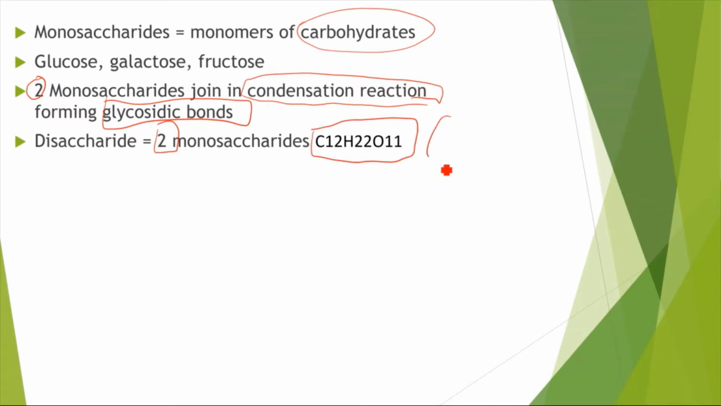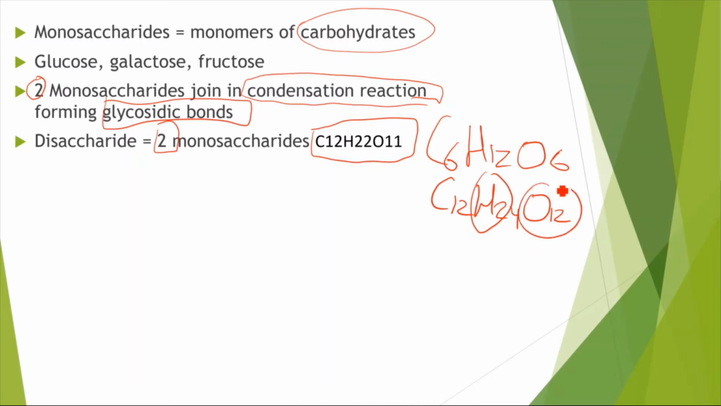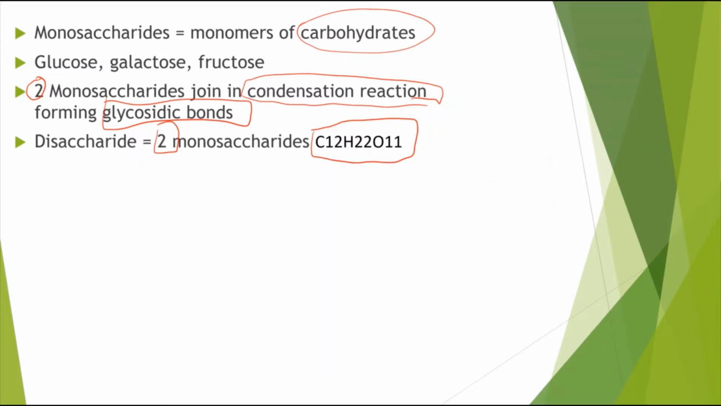C12H22O11. Well, a monosaccharide is C6H12O6. So, if a disaccharide is double of that, then why isn't it C12H24O12? Well, this is because a water molecule is lost in a condensation reaction. That's why we take two hydrogens away and one oxygen to form a water molecule.